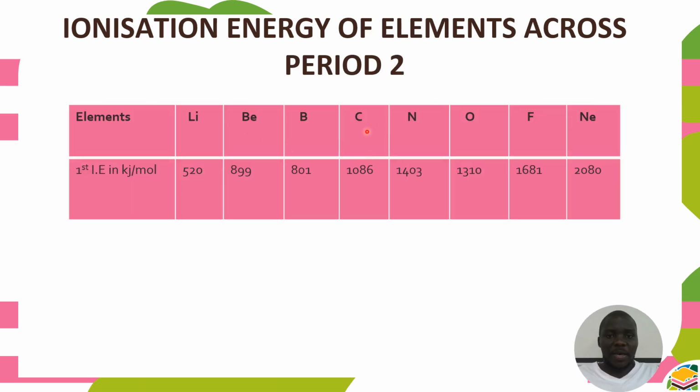So we can also have the summary of period number 2. We have lithium, as we were saying. You can check on the values now. If you check, the values are increasing. So it means it is difficult to remove an electron from neon compared with lithium.